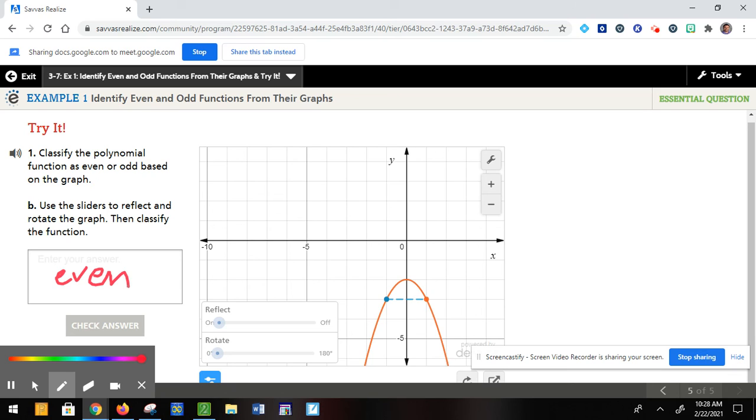In the next example, we're going to look at how to determine the same thing, whether a function is even or odd, but doing it algebraically. All right, so let's take a look at example 2.